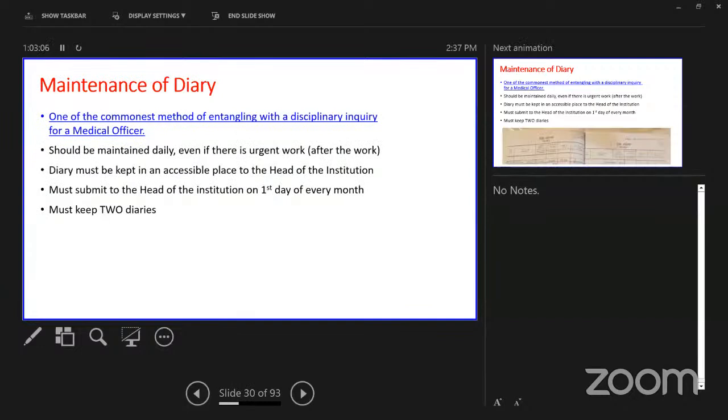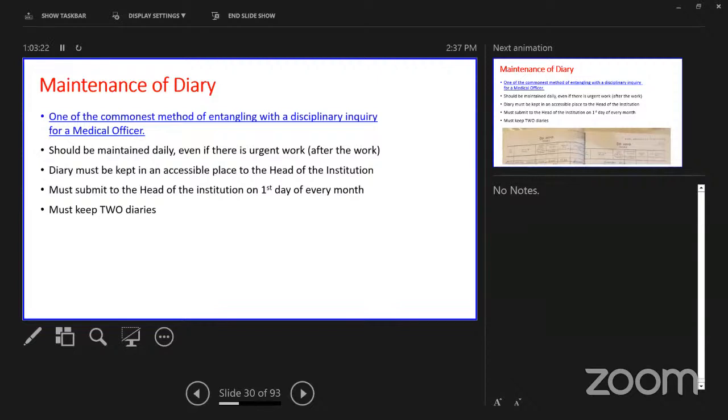But one of the commonest ways of getting entangled in a disciplinary inquiry for a medical officer is with the maintenance of a diary most of the time. So you should maintain it daily, even if there is urgent work. Even after that urgent work, you should maintain it daily.